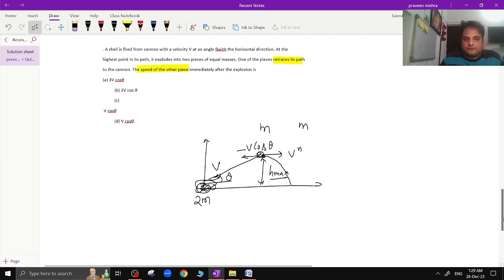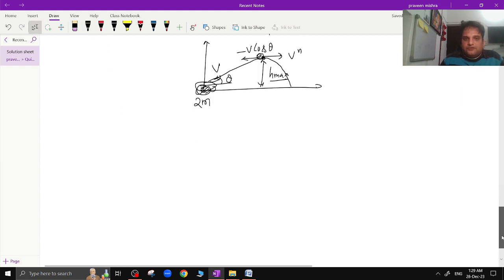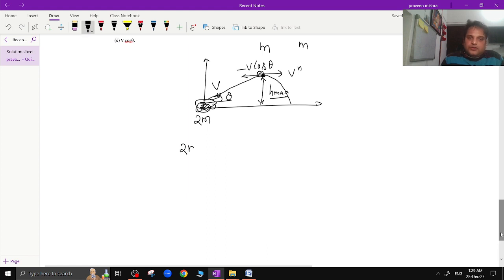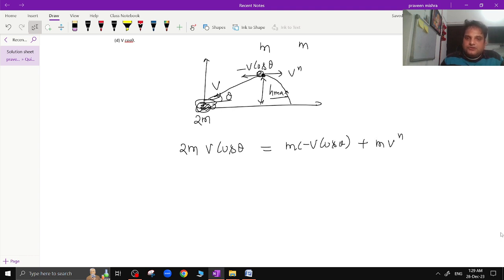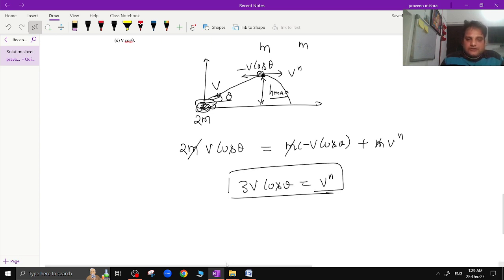So from here we can see that 2m into v cos theta, this is the initial momentum, equal to the final momentum. The final momentum is m into minus v cos theta, जो कि उल्टा रहा था, plus for the second one we don't have any information. So here mass cancels. Then 2v cos theta plus v cos theta is 3v cos theta, equal to v double dash. So the other particle has the velocity 3v cos theta.